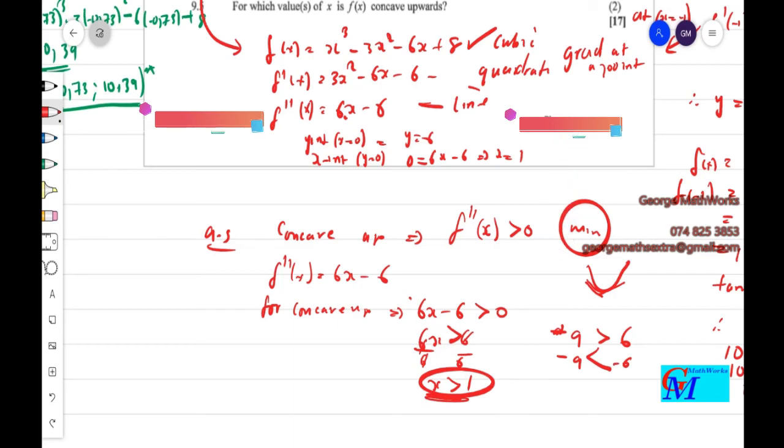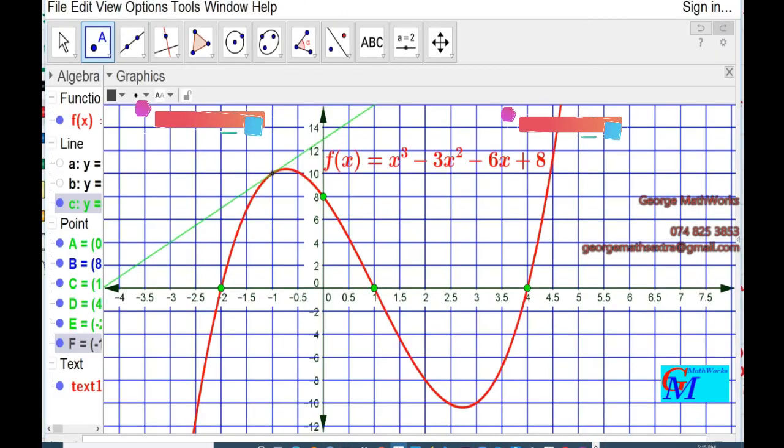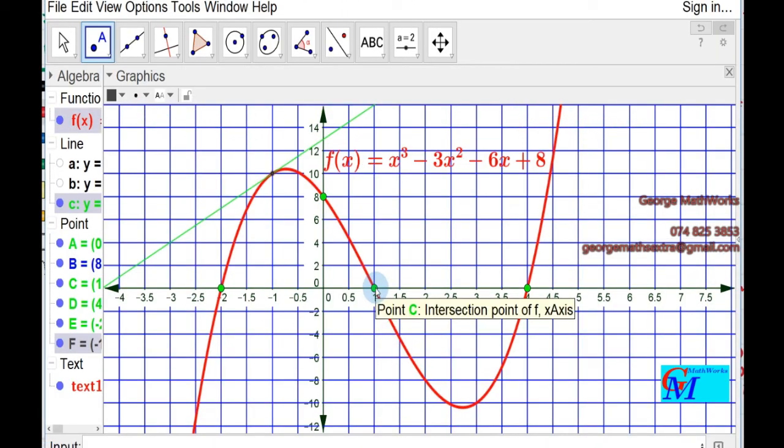And I can quickly show you from the graph we sketched if this is true. Now, here is the graph that we looked at. x is greater than 1. We are taking all points from here going in this direction. And surely, at this point, our graph is a minimum turning point, and it is concave up.